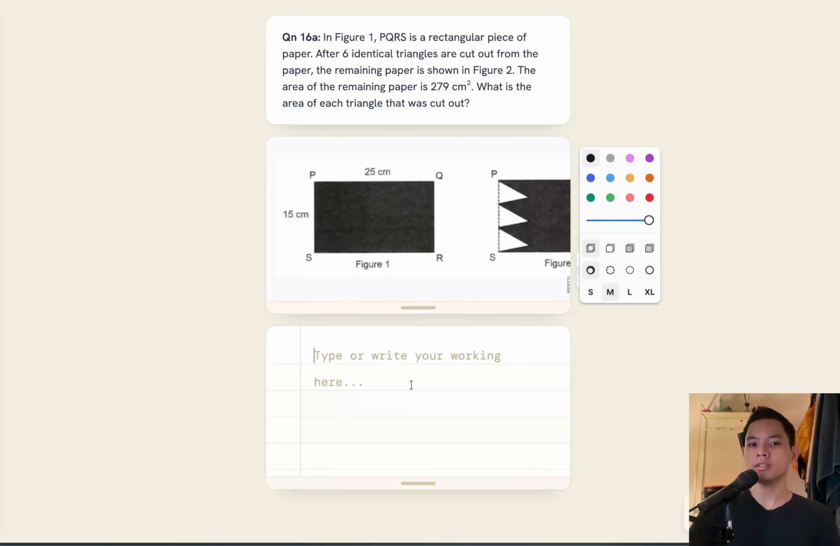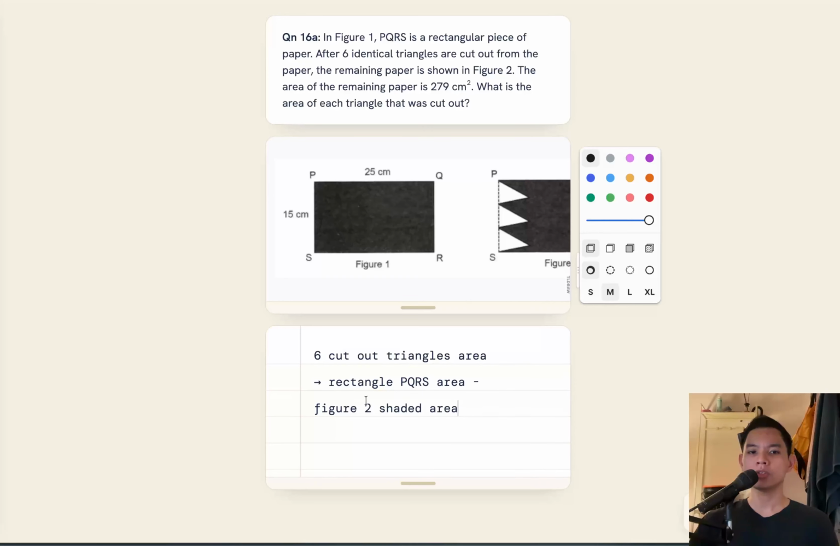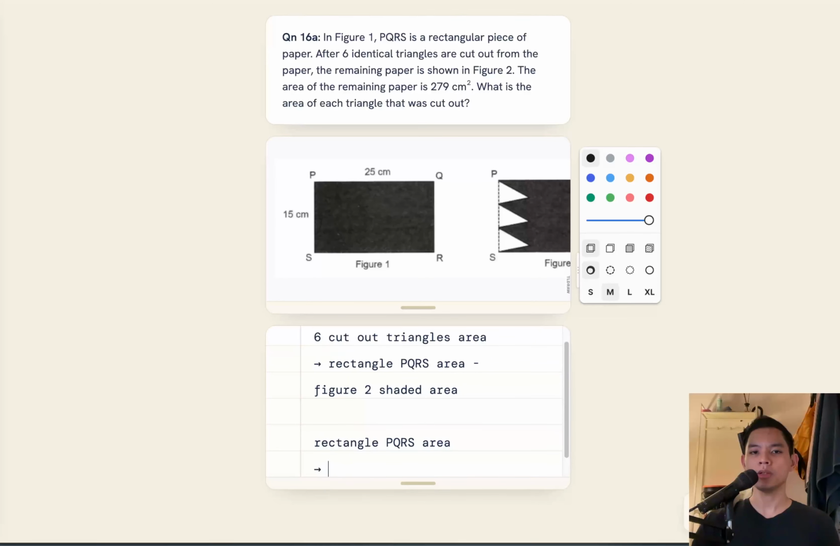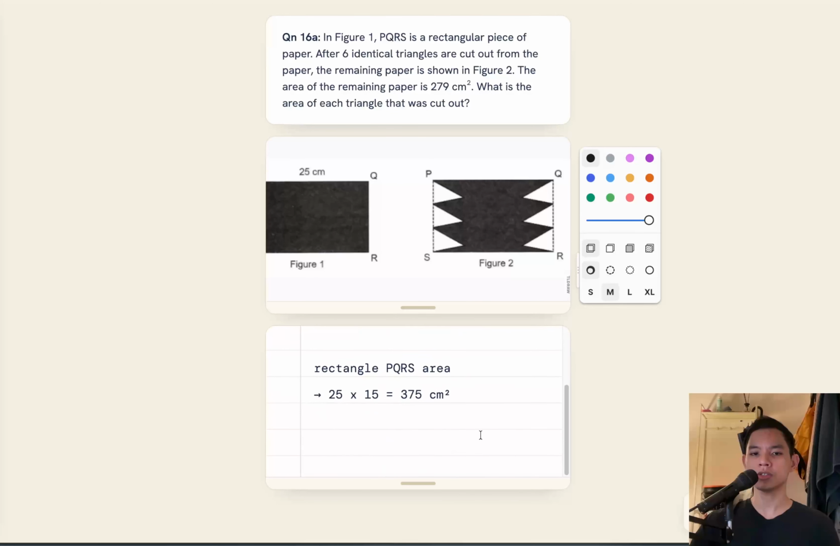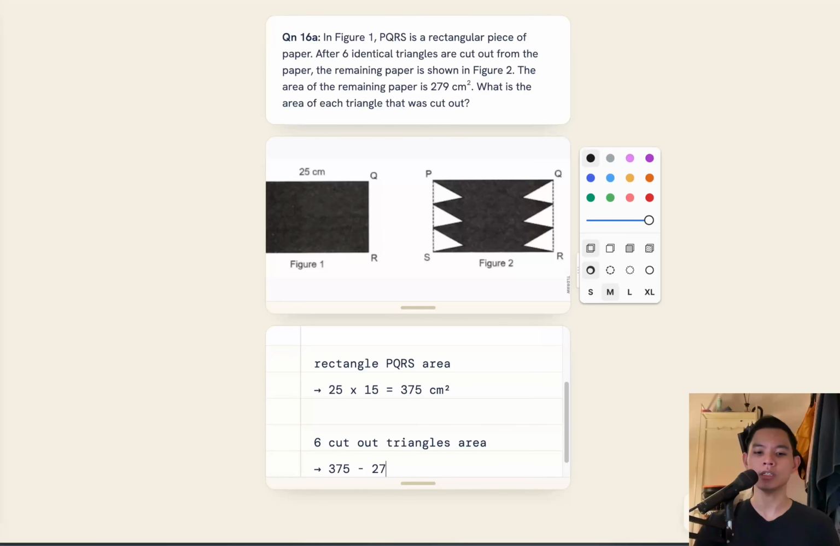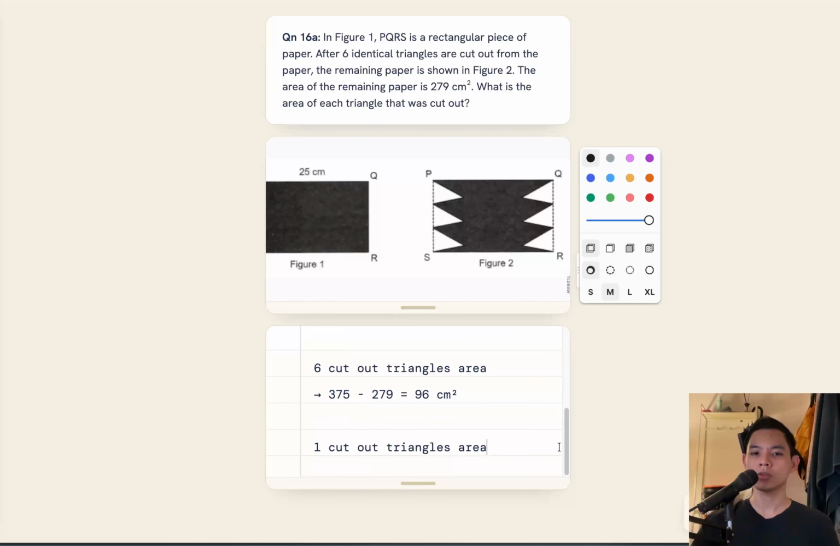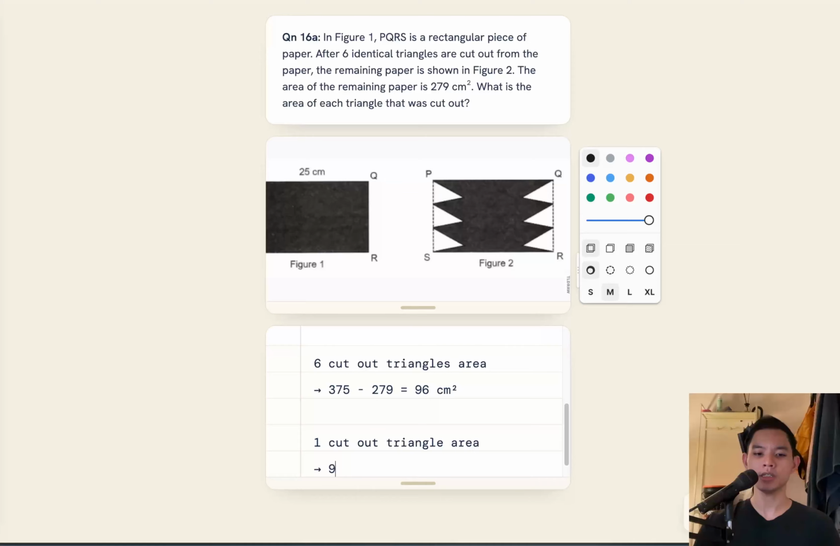To get the area of the 6 cut out triangles, we basically need figure 1, the rectangle PQRS area, minus figure 2 shaded area. The rectangle PQRS area would be equal to 25 times 15. This will give us 375 centimeters squared. Then we know figure 2 shaded area. So the 6 cut out triangles would be equal to 375 minus 279. This will be 96 centimeters squared. So one cut out triangle area would be 96 divided by 6 to give us 16 centimeters squared. There you go. So that's the answer, 16 centimeters squared.